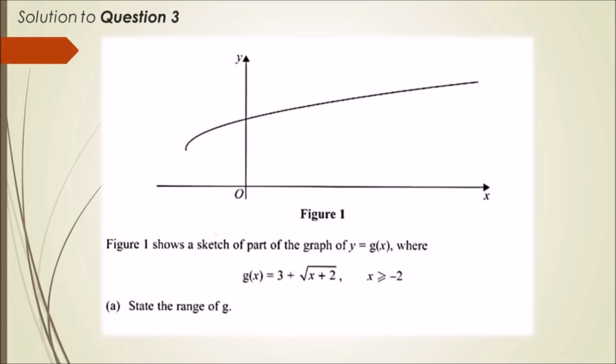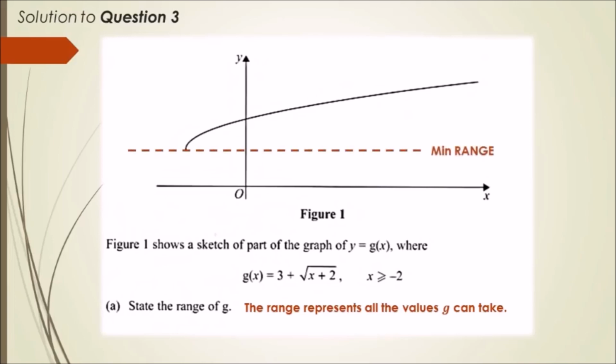Okay, so what exactly is the range? Well, we know that range is pretty much all the values that g can actually take for a given domain. Since our given domain is x greater than or equal to minus 2, we can observe graphically that the minimum of the range is at the least negative point, and that's at x equals minus 2. So here's a little dotted line, the minimum range should be there.